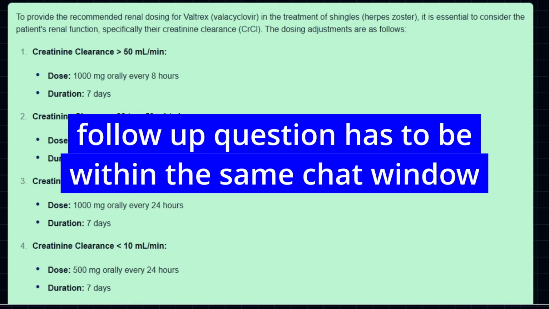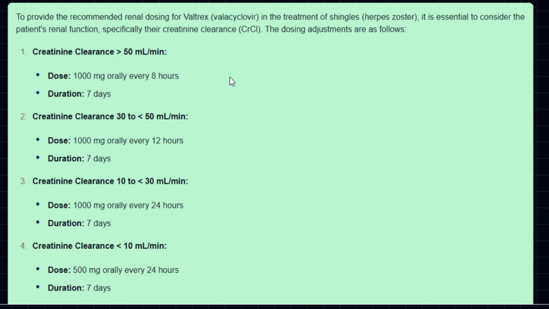Now I can follow up and ask renal dosing for shingles, and the AI will know that I'm actually asking about valacyclovir, which I asked earlier. Now the AI has given me renal dosing related to the creatinine clearance.